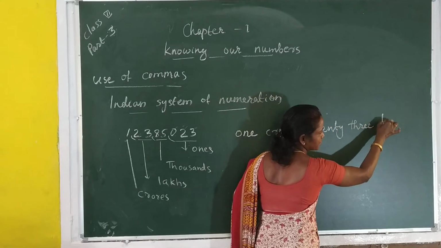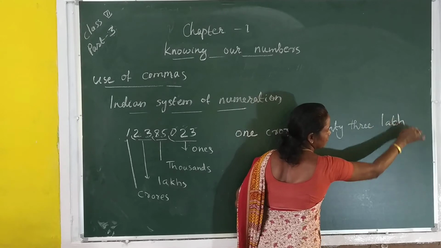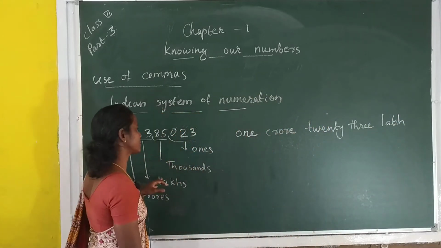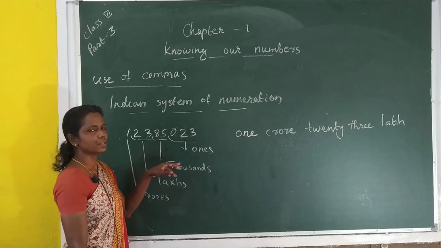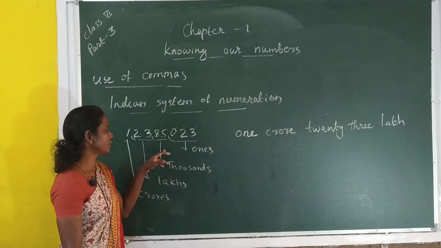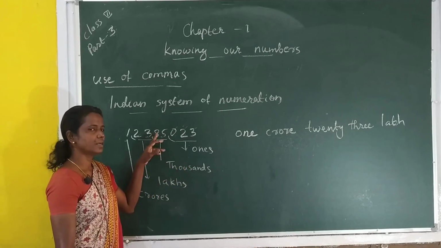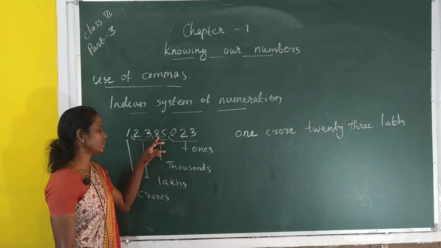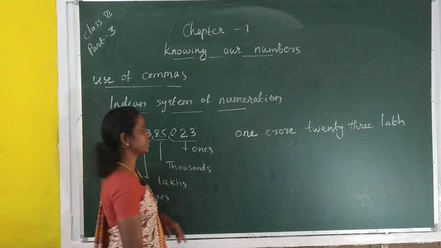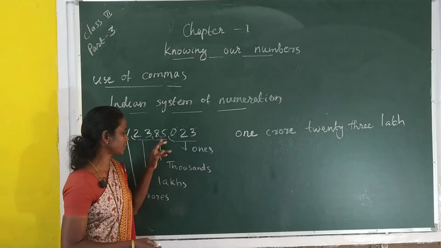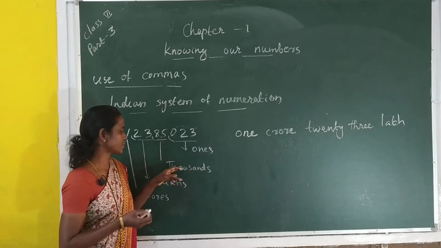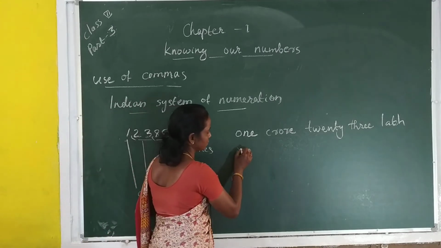23. Then the period's name is lakh, 23 lakhs. Then after that the next period is thousand. And how many digits? 8 and 5. So 8 and 5 we read as 85. And then after that, the period's name is thousand.